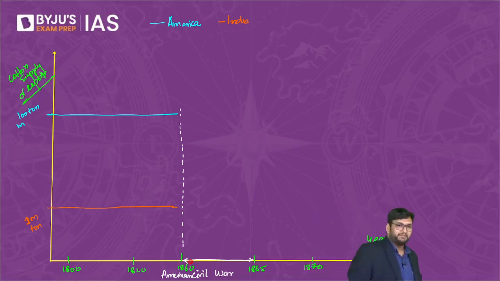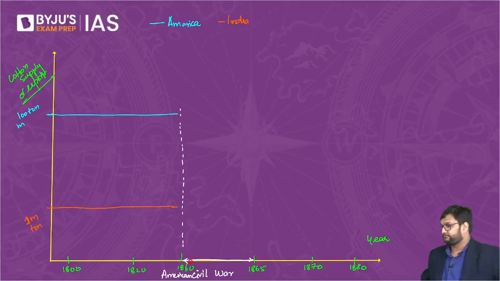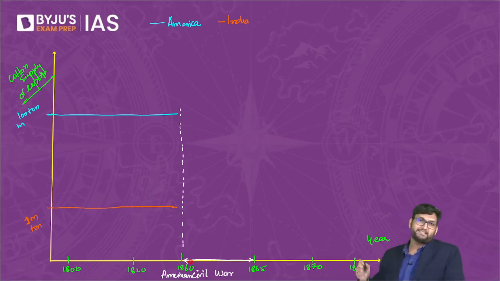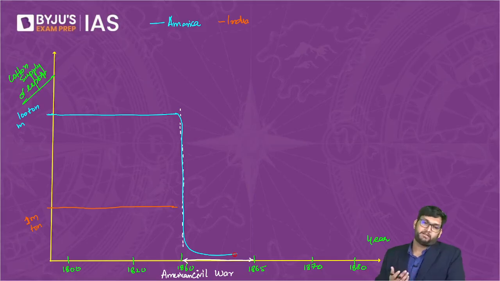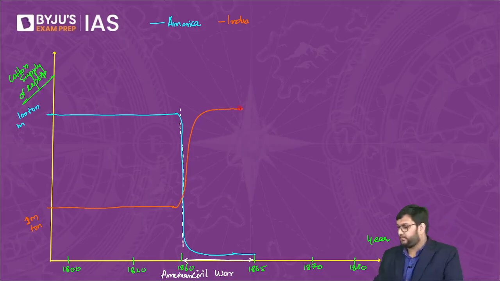But the simple point is Americans are going to fight. Now for 5 years, America is going to fight. If Americans are going to fight, their demand, or what we call export, is going to crash. And at this point of time, this crash is where the Indian production is going to go up.